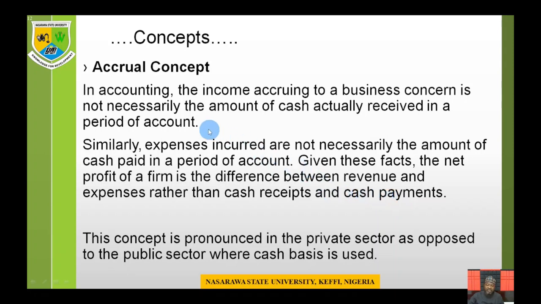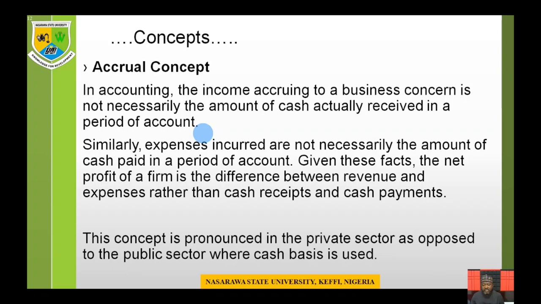Now, what determines whether income is earned or expenses are incurred? It's not just the cash that you have received or the cash that you have actually paid. There is cash that you receive that you are yet to render a service for. What determines whether an income is earned or accrued is whether services have been rendered. So for you to say that you have actually earned an income and that income is accrued to you, you must have rendered a particular service. For you to say that yes, expenses have been incurred, it means you have probably enjoyed a particular service.